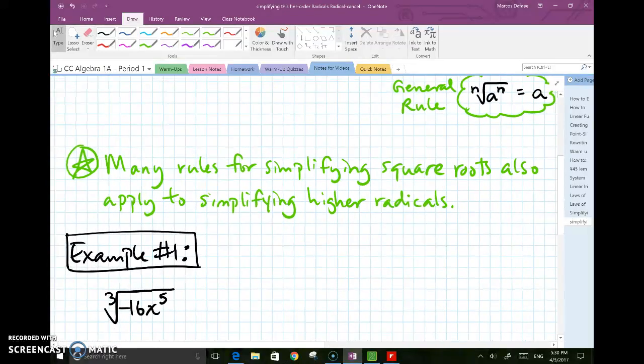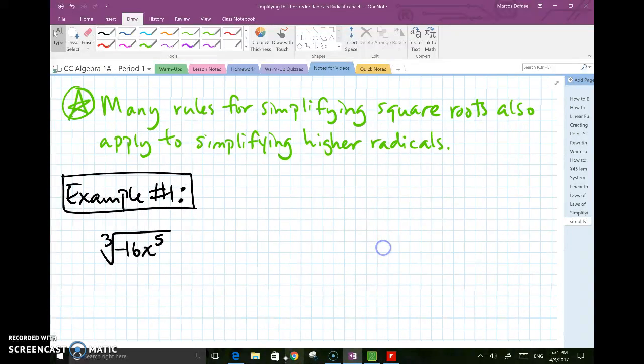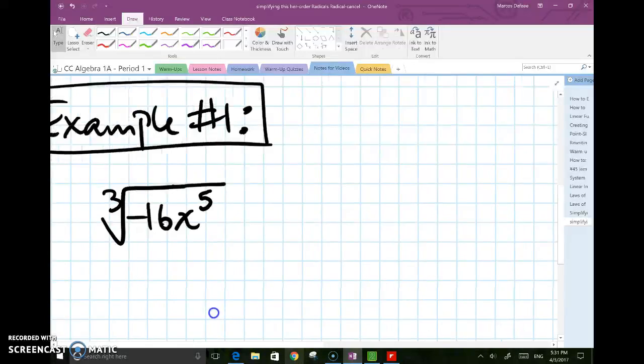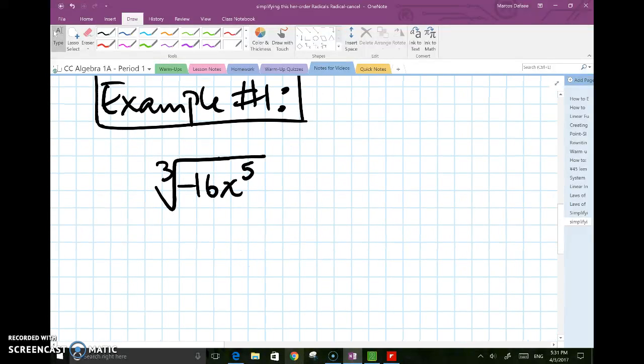So many rules for simplifying square roots also apply to simplifying higher radicals. So let's take a look at example 1 over here. In example 1, we have the cube root of negative 16x to the 5th power. As a general rule, it's a good idea to split whatever you see inside the radical so that you can handle each part independently. So what I'm going to do is just that. I'm going to split it, and I'm going to write the cube root of negative 16. Keep in mind we have a cube root, that's an odd number there, so it's okay for that negative to be there, times the cube root of x to the 5th power.